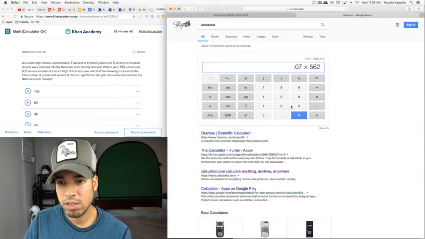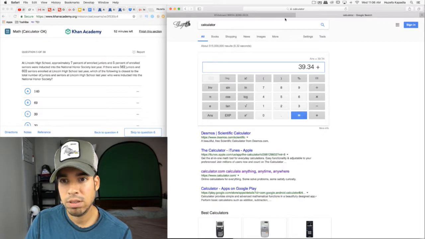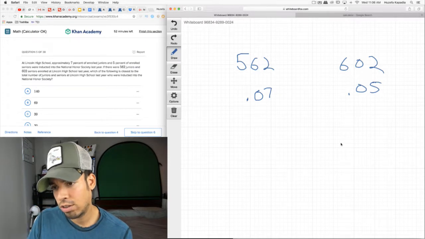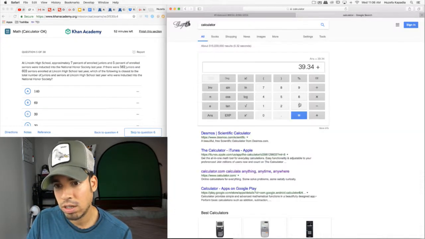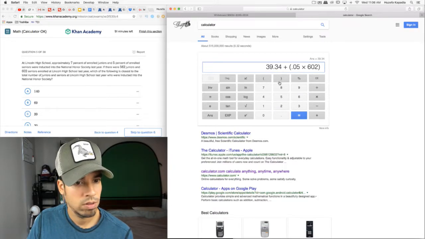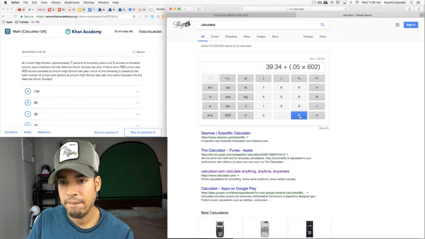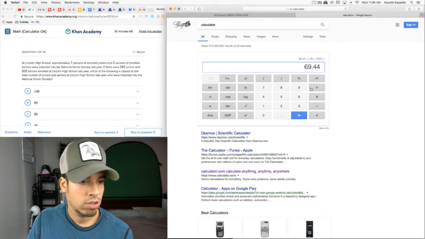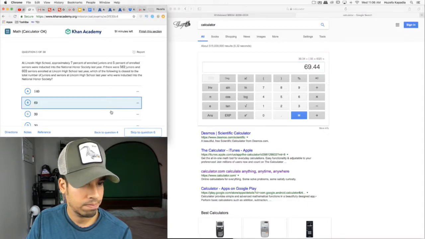0.07 times 462 equals, and then that's plus 0.05 of 602. It's actually 30, I'm pretty sure, but let's just do the calculation anyways. 0.05 times 602. Okay, so 30 plus, right? So it was like 30.1. So 69.44, 69.